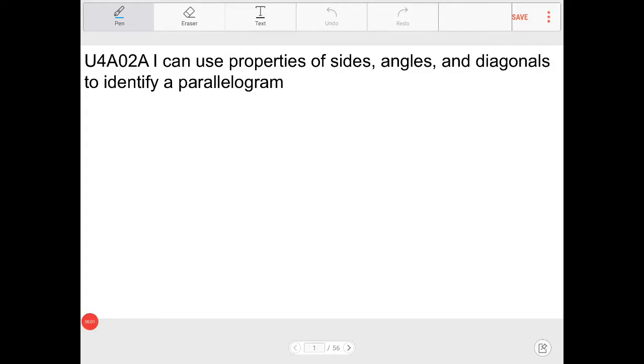Hello students, this is lesson U4A02a. By the end of the lesson, you should be able to say, I can use properties of sides, angles, and diagonals to identify a parallelogram.